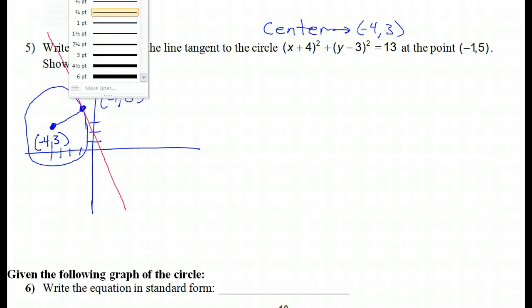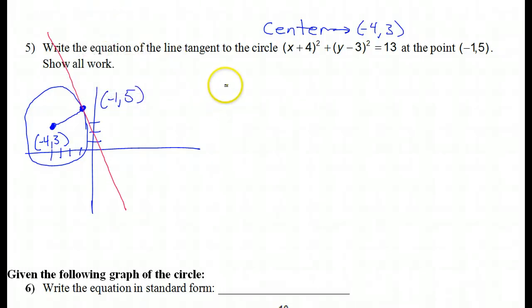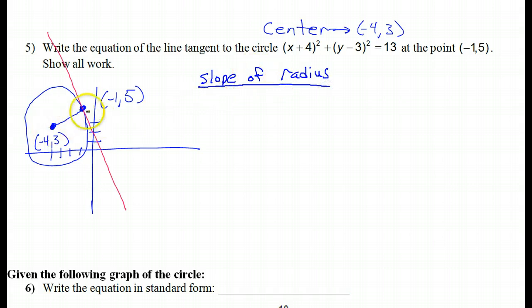I think I need more lead. Okay, so these are the steps. First, we need the slope of the radius. So here's the radius right here. To find the slope, we have to do y minus y over x minus x. That's how you find the slope when you have points like this. So that would be 5 minus 3, that's y minus y.